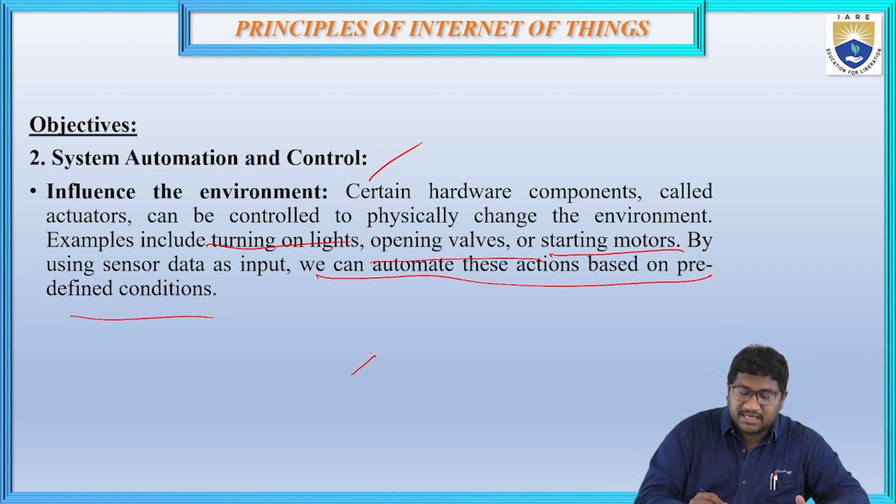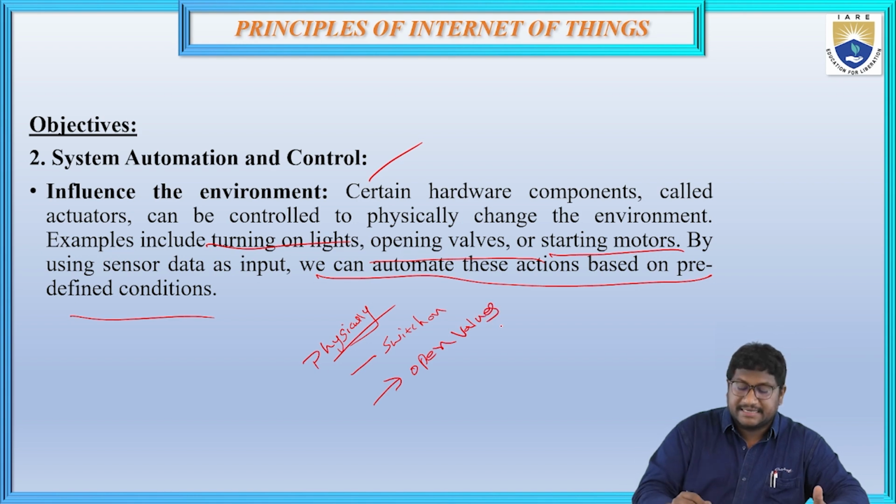Physically you need to switch on the light. These are the tasks which were done physically without the help of sensors. Switch on the light, and we need to open valves physically. Like lockers, you can take lockers and valves as the best example. And start the motor.